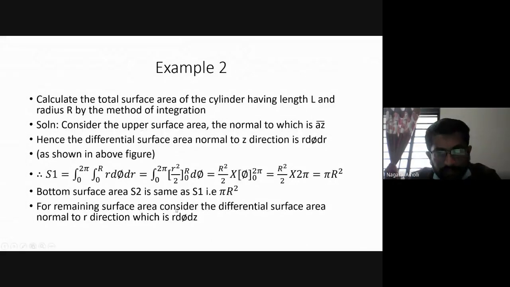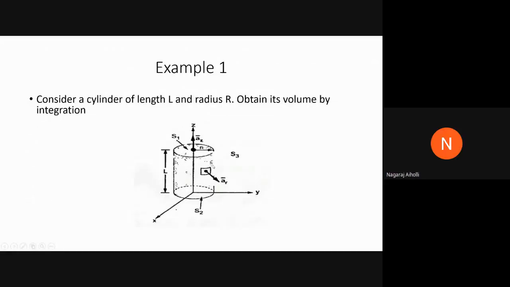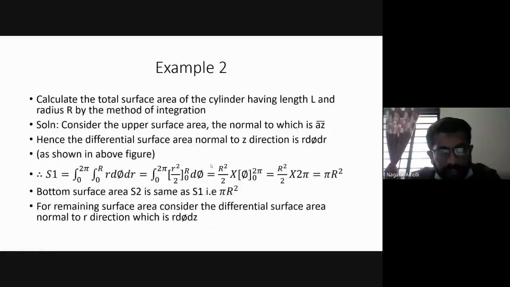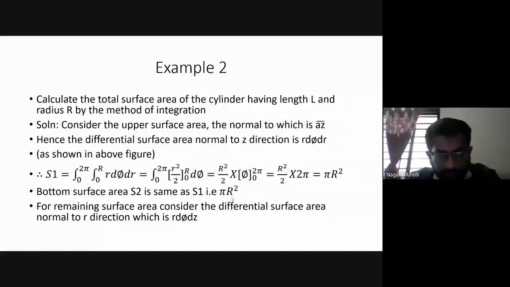For the remaining surface, consider the differential surface area normal to the R direction, which is R d phi dz. Here we have a R bar, the remaining coordinates: one will be R d phi, another one will be dz in the z direction. Hence, we'll write it as R d phi dz. Once we have written this, next we have to integrate that.